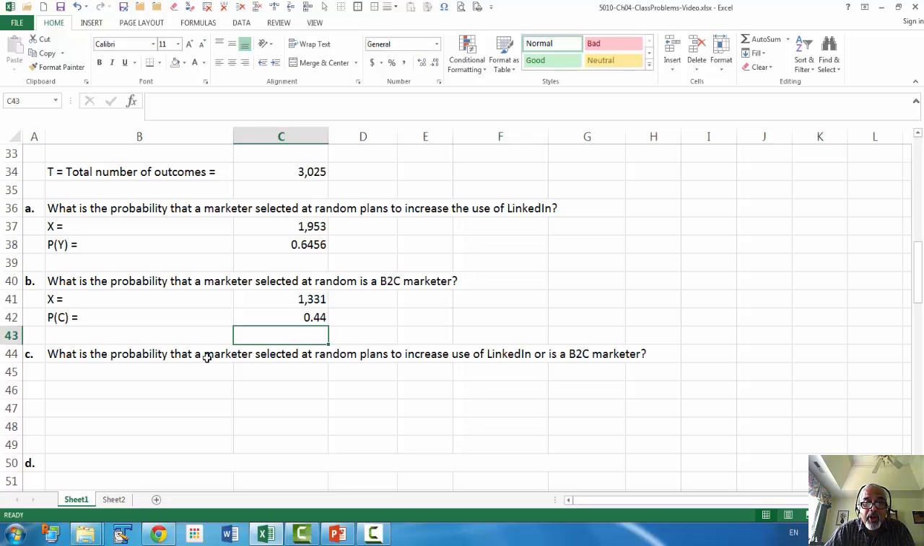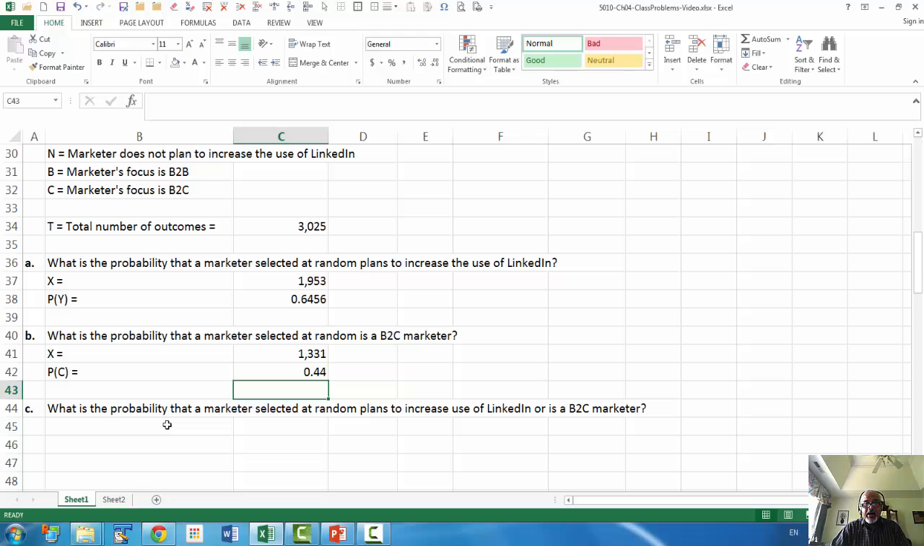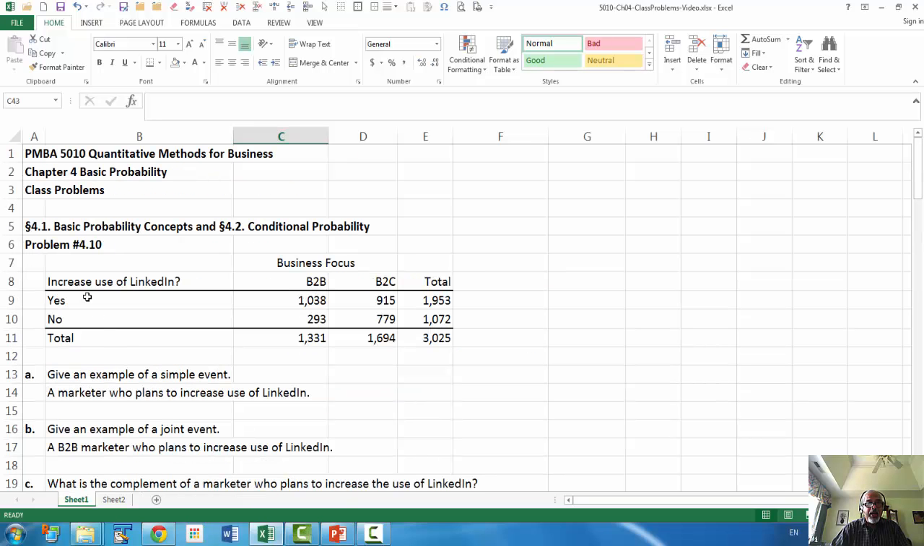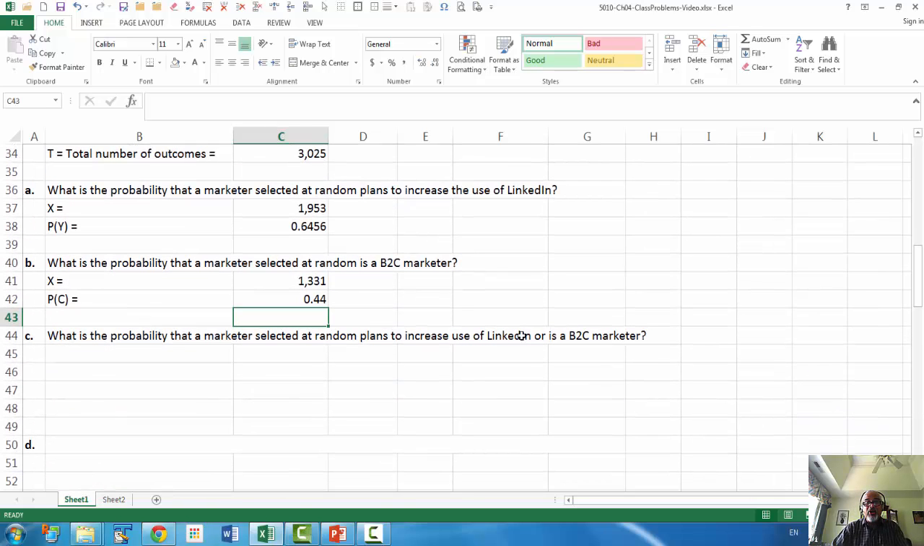This is not a joint probability. A joint probability would be, suppose the question is, what is the probability that the randomly selected marketer plans to increase LinkedIn and is a B2C marketer? That would be a joint probability, and we can immediately calculate it: Y and C, which is that, divided by this will give you the joint probability. But that's not what we want. We want an either-or probability.